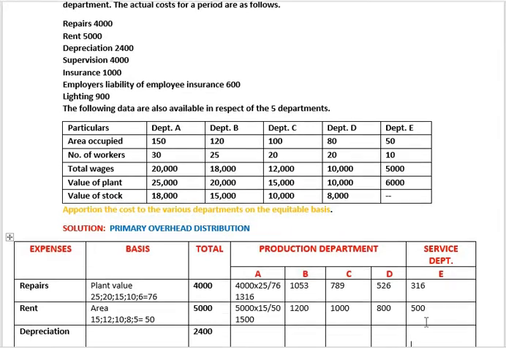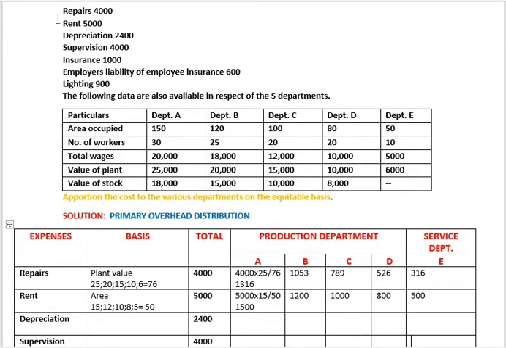So let us see the next expense. So next one we have depreciation. So depreciation 2,400 is given. Now see the basis of apportionment. See the first one we have area occupied. Okay, so depreciation, can we distribute depreciation using area occupied? No, we cannot distribute depreciation using area occupied. Can we distribute using number of workers? No. Can we distribute depreciation using total wages? No. And the next one we have value of plant.